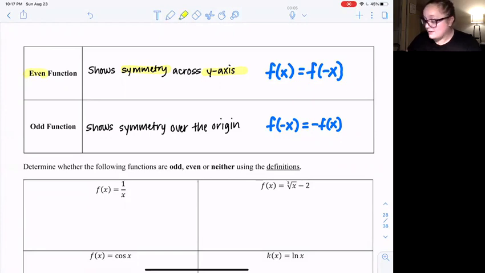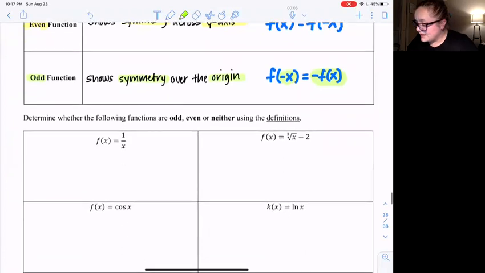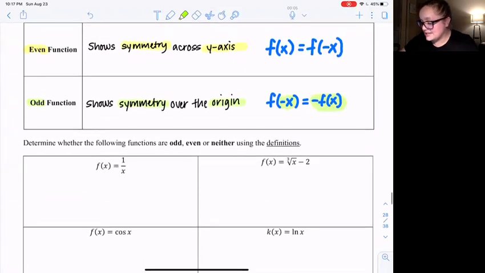Now, if you have an odd function, what happens is a little different. An odd function does have symmetry, but it's over the origin. It's not necessarily a reflection over the x-axis, but a reflection over the origin. So when you plug in a negative x, it makes the entire function negative. That's a very unique thing with odd functions: when you have negative x's, the whole function turns negative. So now using these definitions, we're going to see if the following functions are even or odd.